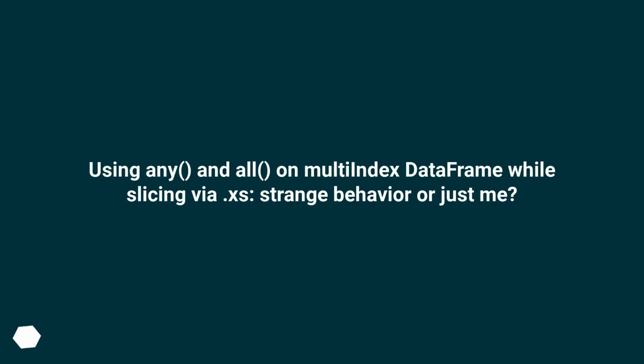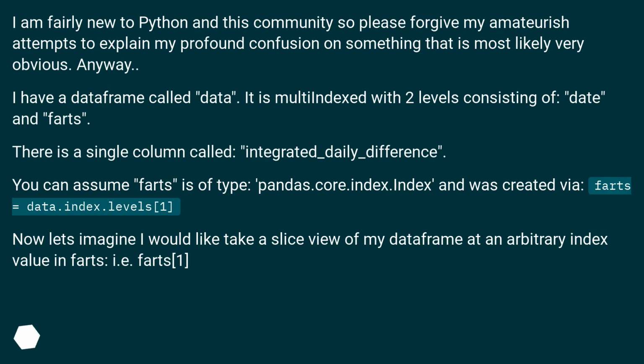Using any and all on a multi-index data frame while slicing via xs. Strange behavior or just me? I am fairly new to Python and this community, so please forgive my amateurish attempts to explain my profound confusion on something that is most likely very obvious.